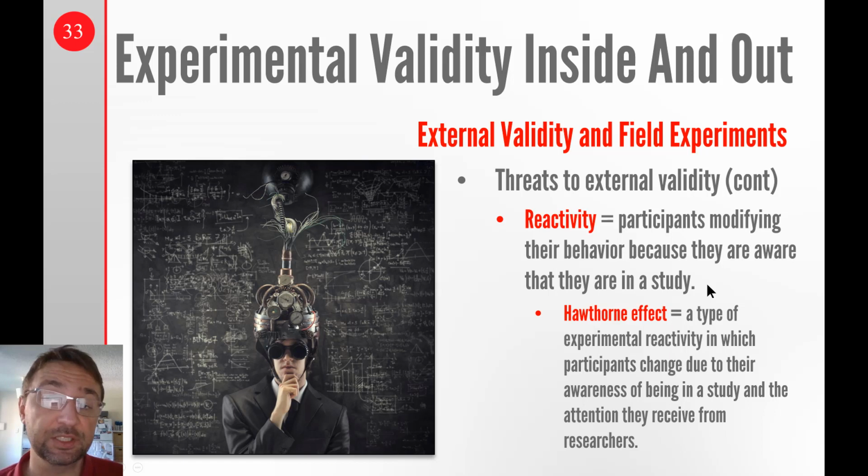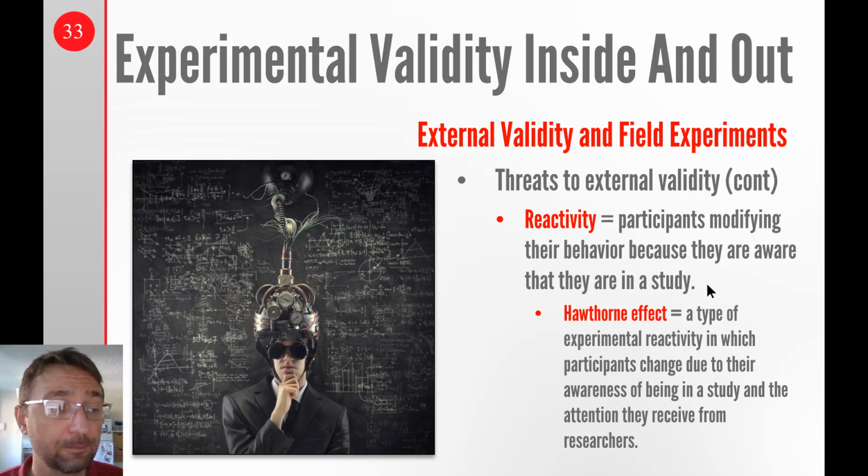And another example of this, which we've already talked about, is reactivity, which is basically when you change your behavior because you know you're being studied. And the Hawthorne effect is a particular type of reactivity, where because you're aware of being studied and also the attention you're receiving from researchers, you change your behavior. So this is a classic example where it comes from this thing called the Hawthorne study, where they studied factory workers, and they were trying to improve productivity, but what they found was no matter what treatment they did, productivity always improved, which was very, very weird.